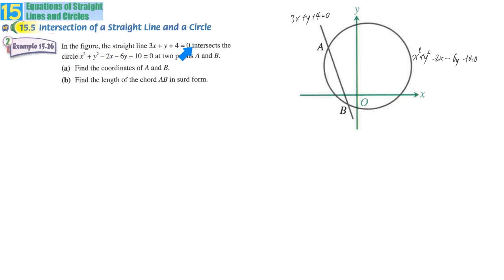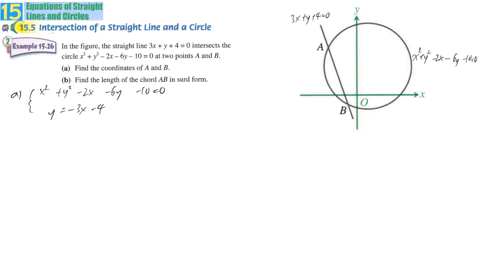In this figure, there is a straight line and a circle that intersect at A and B. So this is a point of intersection, which means it fulfills both requirements at the same time. So once again, we solve the simultaneous equations as usual. Maybe you can directly transform it to y equal to negative 3x minus 4.